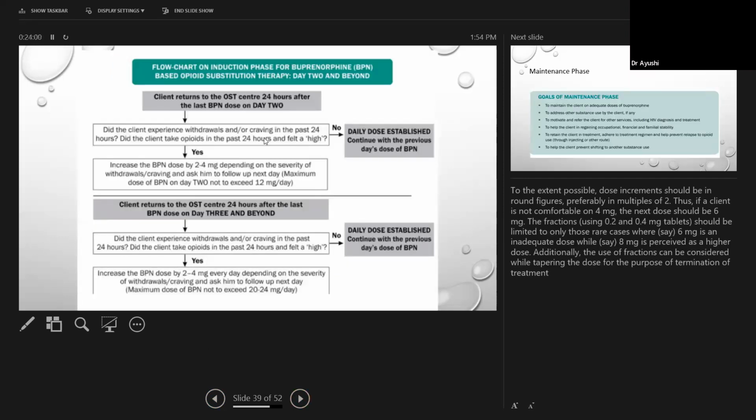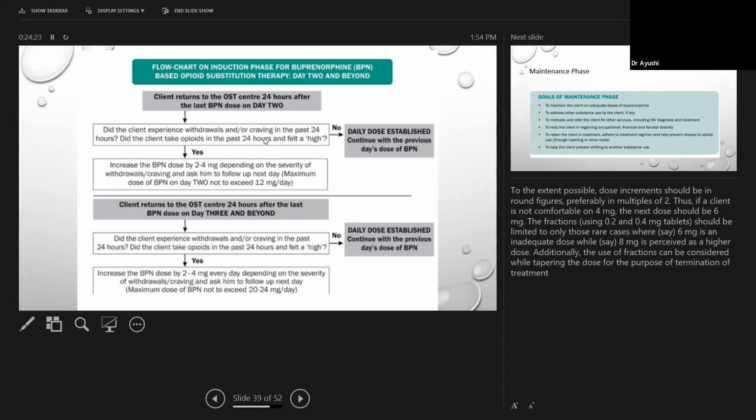Now, if the patient returns to the OST center 24 hours after the last buprenorphine dose on day 2, then we ask: did the patient experience withdrawal symptoms in the past 24 hours, or did the patient take any opioid in the past 24 hours? If no, then the daily dose that has been established, we continue with the previous day's dose which we have given him.